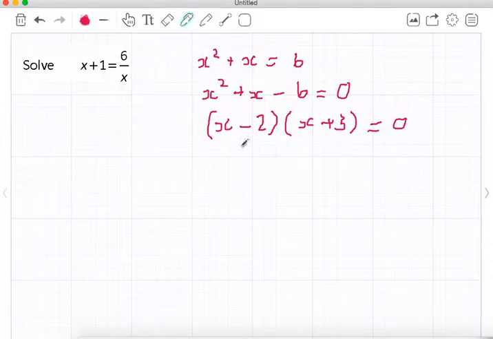Finally, I want to solve it. So x from this bracket gives me the 2. And from the second bracket, x is minus 3. And that all starts from times-ing by x because that's on the bottom. Let's have a look at another more challenging example.